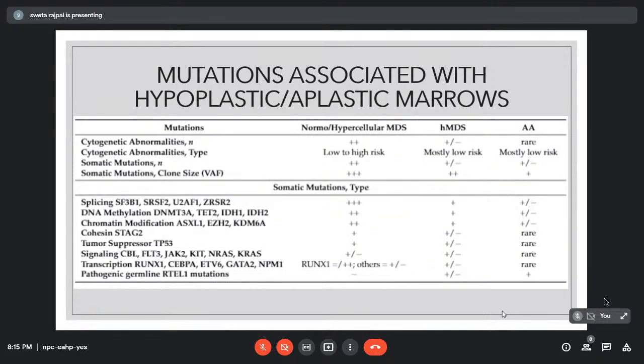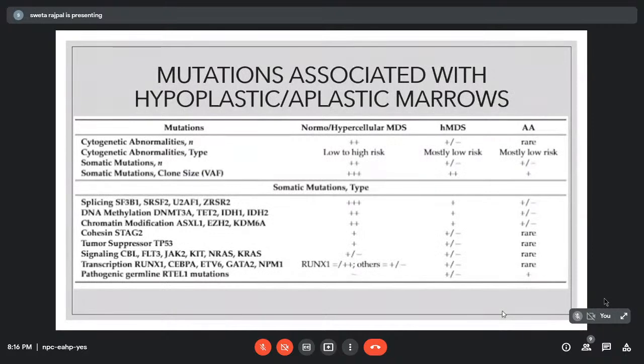So this is the table showing typical normocellular and hypercellular MDS, with hypoplastic MDS and aplastic anemia. We can see here that cytogenetic abnormalities are present very highly in typical MDS, while hypoplastic MDS has a low risk, and aplastic anemia also has low risk. But if you see the somatic mutation clone size, hypoplastic MDS definitely has an increased clone size compared to aplastic anemia.